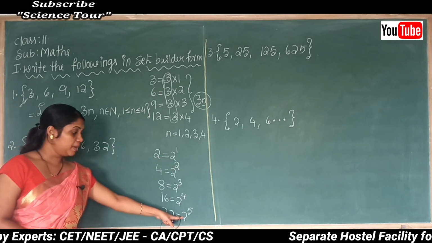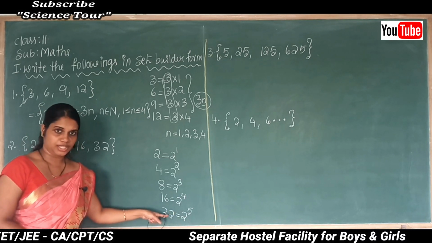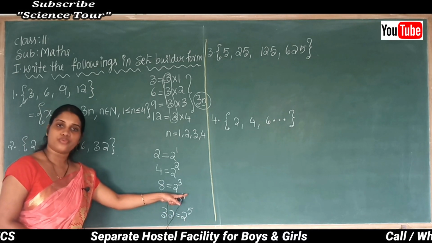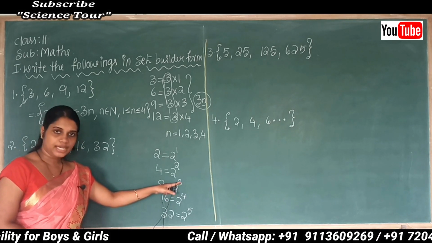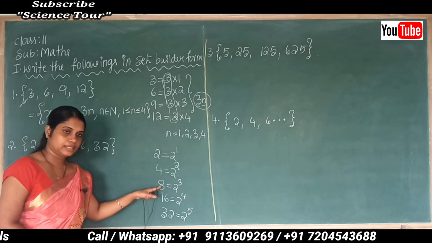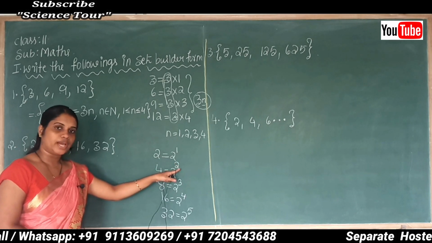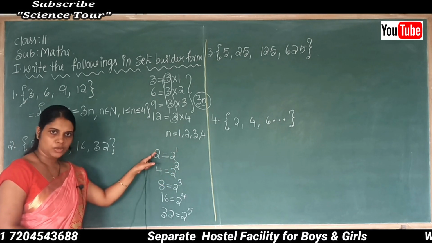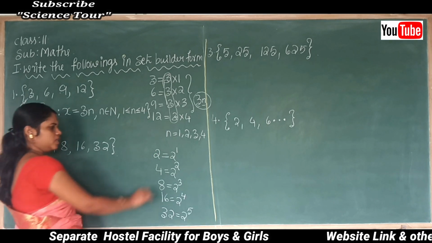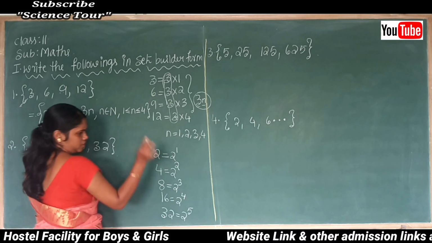Multiply 2 five times, you will get 32. Next, multiply 2 four times, you will get 16. Next, multiply 2 three times, you will get 8. Next, multiply 2 two times, you will get 4. Again, multiply 2 one time, you will get 2. So, what is the general form of this expansion?